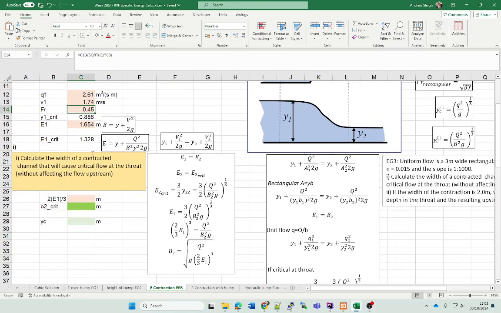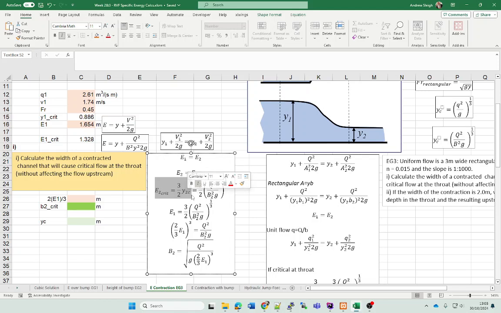Right, specifically on the question, calculate the width of the contracted channel that will cause critical flow at the throat. Well, what do we have? We have our equation for critical flow. We can calculate critical depth. We can write it in terms of the width. And the B2 is unknown here.